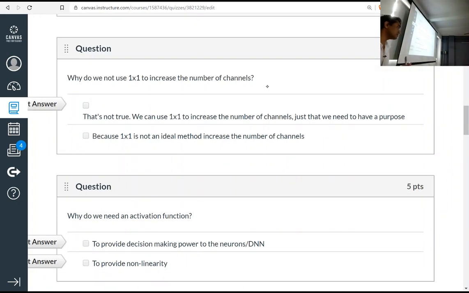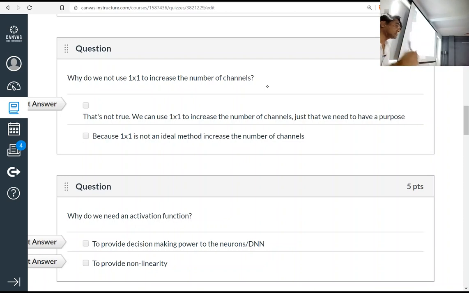This is very important, because if you're confused, you're going to write a network and you know that you have to go from 32 to 64, 128, and you're going to be using 1x1 for increasing the number of channels. Bad idea, very, very bad idea. 1x1 is not used to increase the number of channels. Having said that, you need to know why you are doing it.